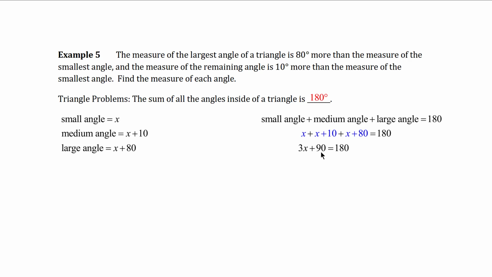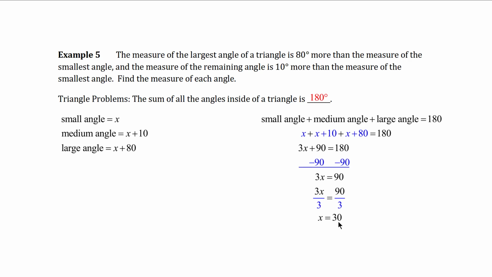Next, we can get rid of the 90 by subtracting 90 from both sides. On the left-hand side, 90 minus 90 cancels out, and we bring down the 3x. On the right-hand side, 180 minus 90 is 90. The result is 3x equals 90. From here, we get rid of the 3 by dividing both sides by 3. We get 3x divided by 3 equals 90 divided by 3. Simplifying the left-hand side, 3x divided by 3 is x, and on the right-hand side, 90 divided by 3 is 30. The result is x equals 30.